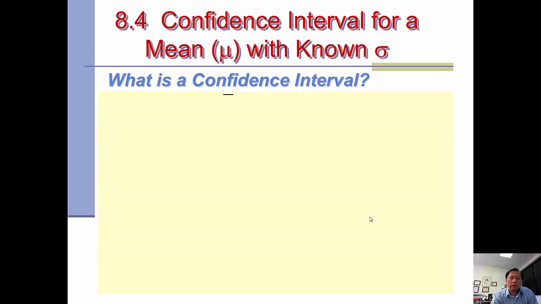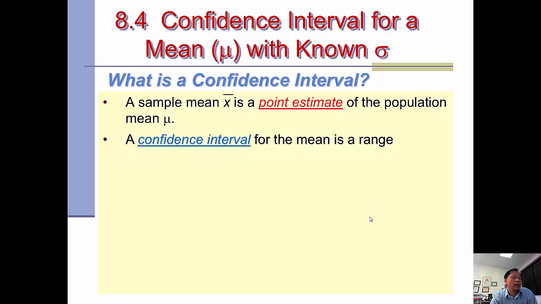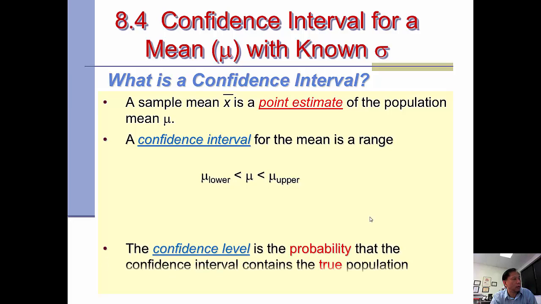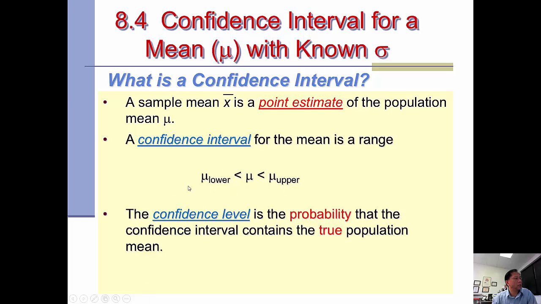Next, let's talk about the concept of a confidence interval for mean. So what is a confidence interval? Sometimes when we estimate, we cannot pinpoint a true value that represents the population mean. Instead, we can give not the point estimate, but an interval estimate. A sample mean is a point estimate, but the confidence interval for the mean is a range that is also used. Basically, for this confidence interval, we have an upper limit and a lower limit.